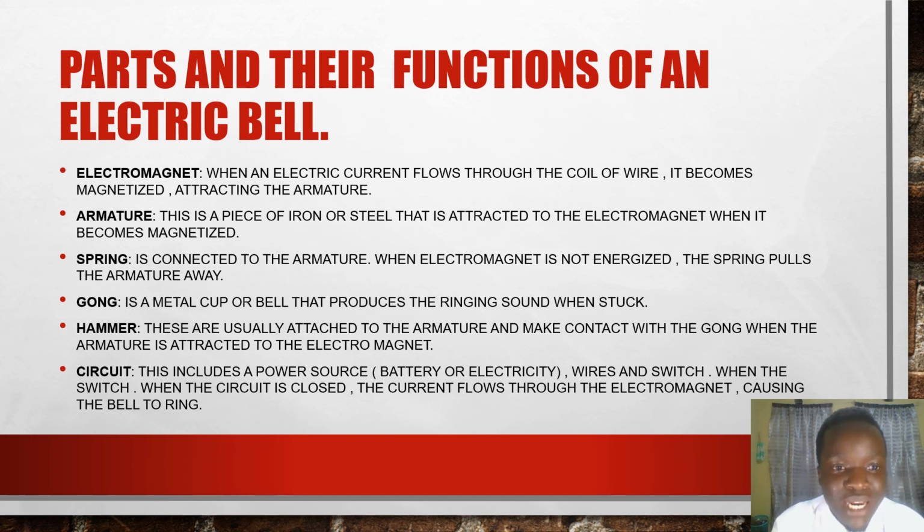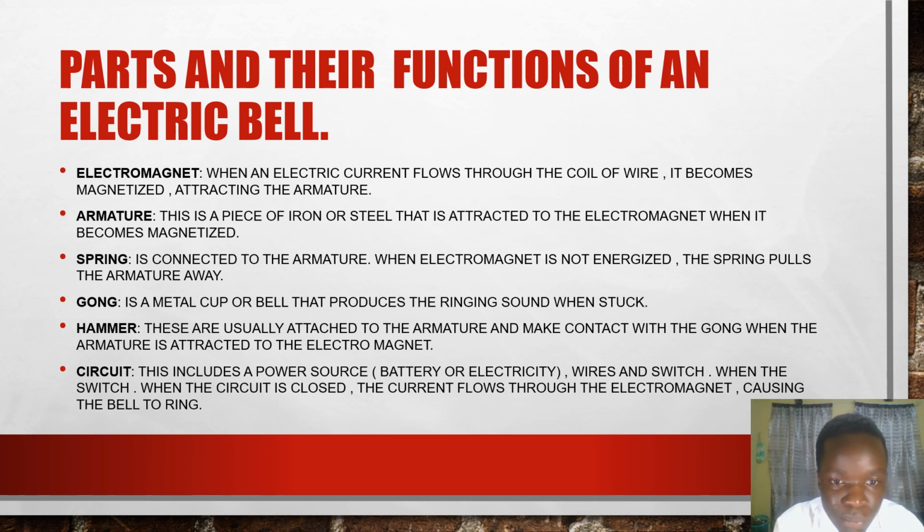There is a reason for using an electromagnet over a permanent magnet: a bell rings at a certain frequency. To achieve this, the electromagnet must be magnetized and demagnetized at a certain frequency in order for the bell to ring. The armature is a piece of iron or steel that is attracted to the electromagnet when it becomes magnetized. A spring is connected to the armature. When the electromagnet is not energized, the spring pulls the armature away.